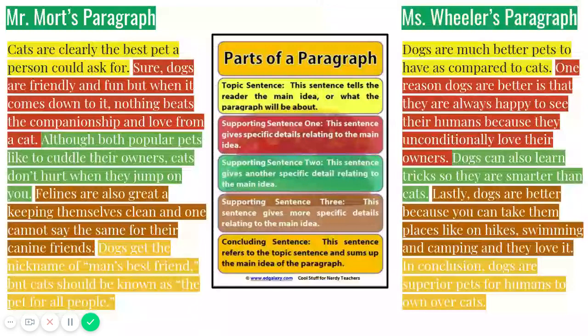pet for all people. So you'll notice his concluding sentence and his topic sentence are similar because they're talking about how cats are better, but they're differently worded. They're two different things. And then if you'll notice in my hamburger paragraph, it's one you already read, where I talk about why dogs are much better to have than cats. So you'll see that we both wrote 2 hamburger paragraphs.